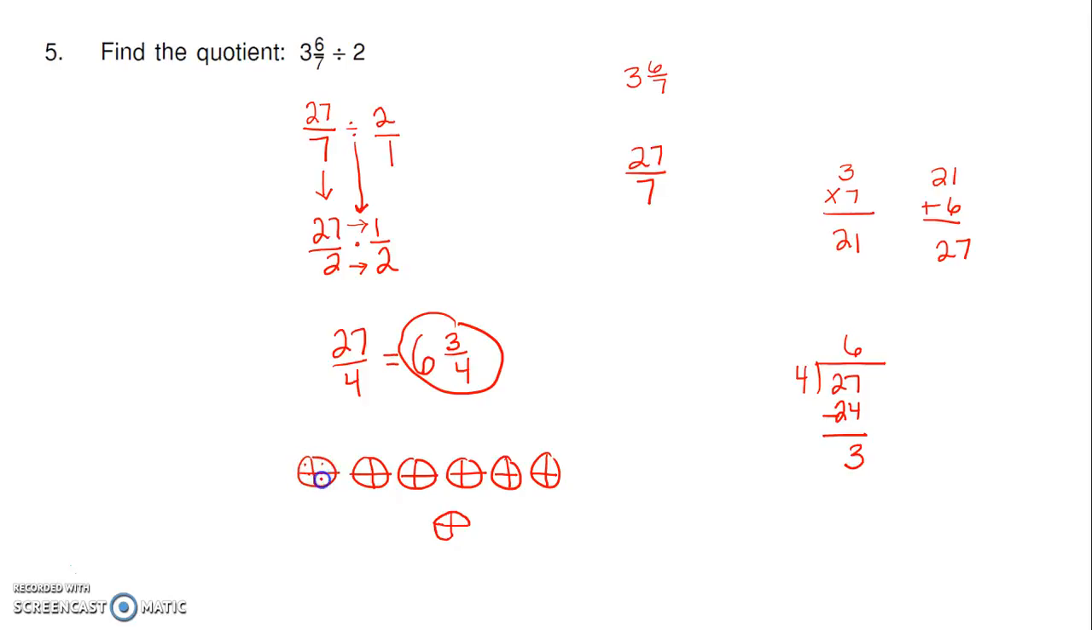1, 2, 3, 4, 5, 6, 7, 8, 9, 10, 11, 12, 13, 14, 15, 16, 17, 18, 19, 20, 21, 22, 23, 24, 25, 26, 27. 27 fourths is the same as 6 whole circles and 3/4 of another. I hope that helped.